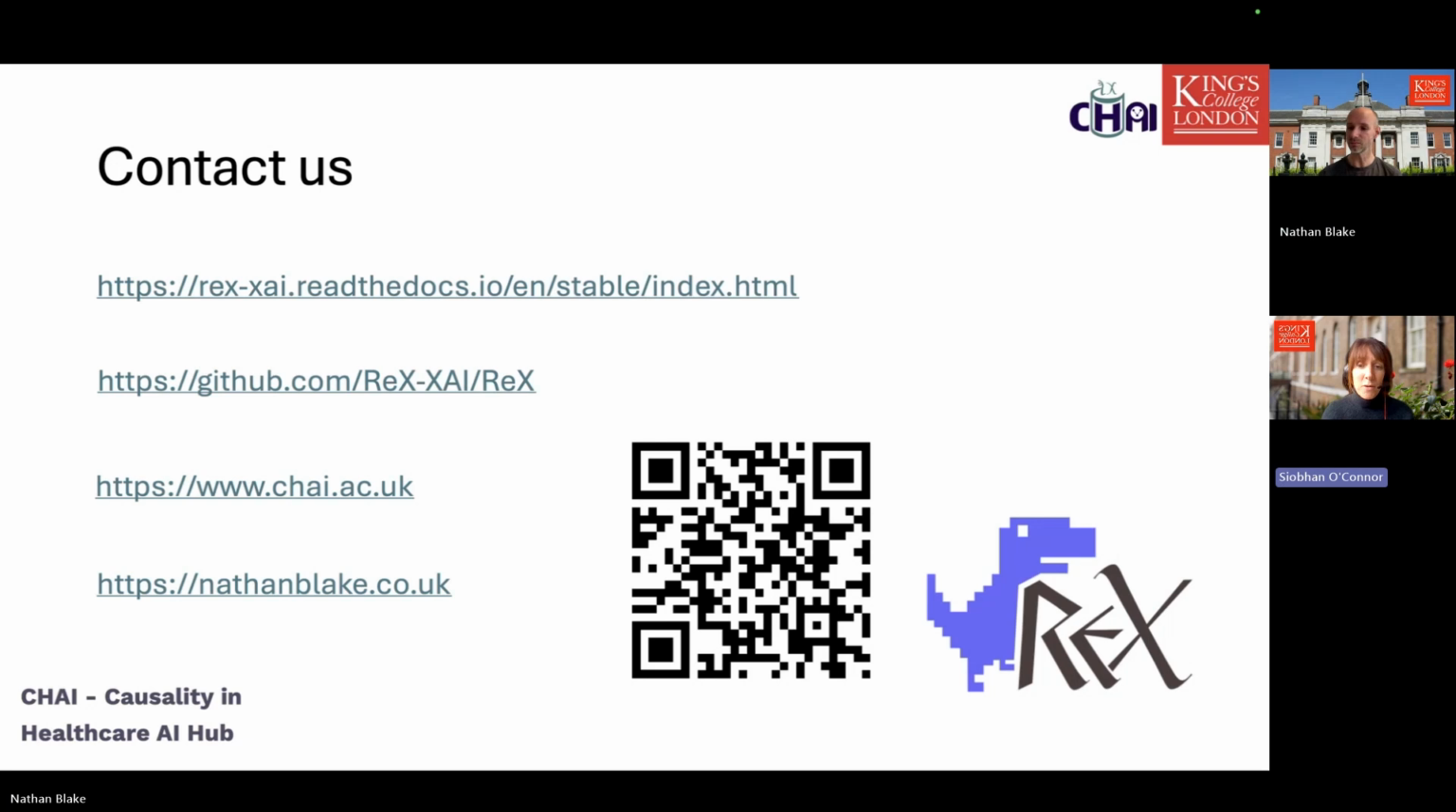Yeah, I think it's great. You could see how REX could be applied to nursing datasets if they were readily available, but they're a bit more tricky to get hold of, I think. So it's just something we need to work on.